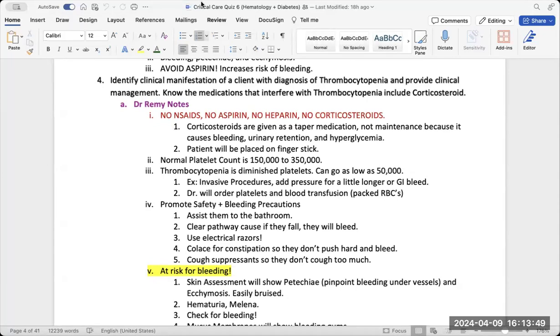Other reasons why you want to taper corticosteroids is that they can cause urinary retention and they could even increase sugar levels. But the main point in terms of thrombocytopenia is that they can cause bleeding. So we need to be very careful with corticosteroids and we need to taper them off if we're going to stop them.